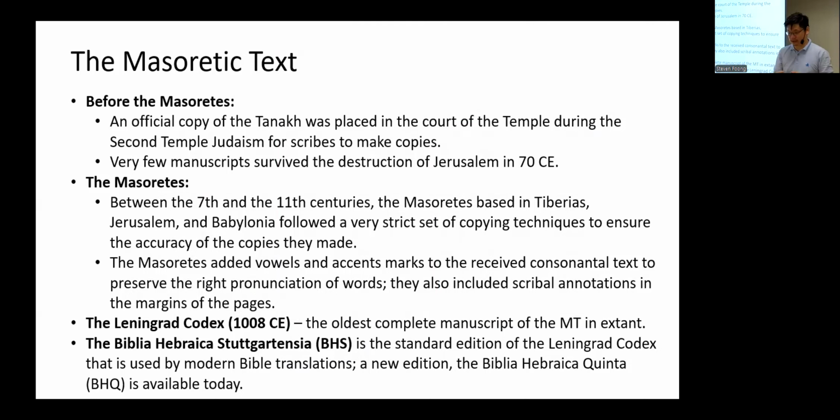Whenever they come to certain words that are too holy, they will change the ink. Whenever they come to words that are even holier, they'll take a shower. So, in order to preserve the text. I'm not sure how much of this is true, how much of this is legendary stuff. Okay, but just very strict.